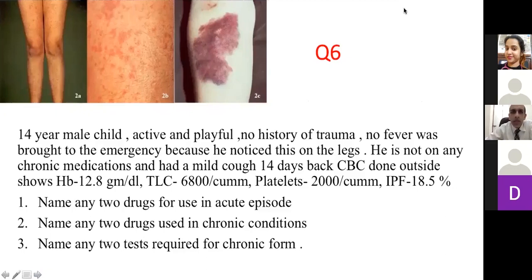A 14-year-old male child presents who's active and playful. There is no history of trauma, no fever, was brought to emergency because he noticed these kind of spots on the legs. He's not on any chronic medication. He had a mild cough 14 days back. CBC done outside shows a hemoglobin of 12.8, a white cell count of 6,800, and a platelet of 2,000. IPF is 18.5%. Name any 2 drugs for use in acute episode. Name any 2 drugs used in the chronic condition. And name any 2 tests that are required in the chronic form.